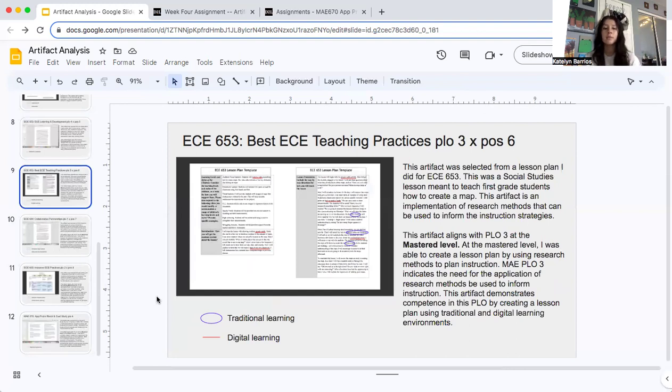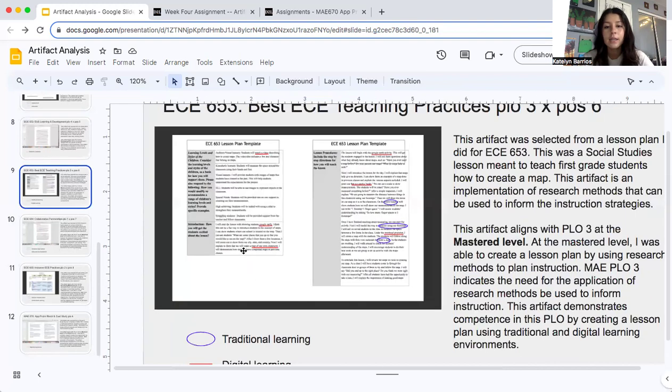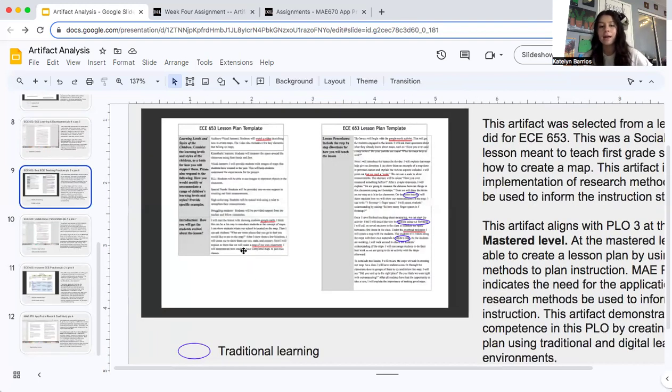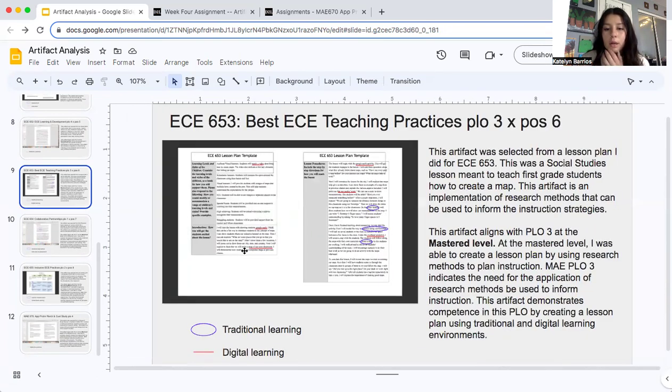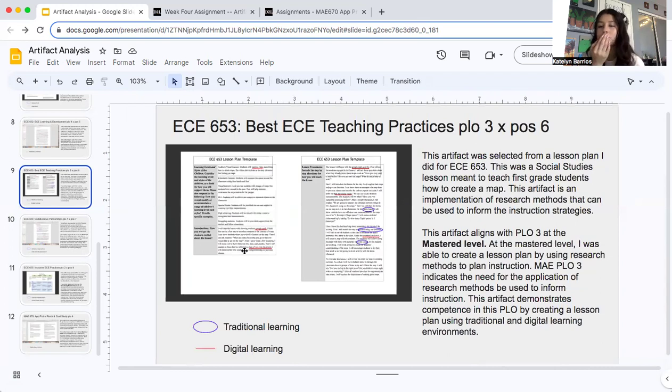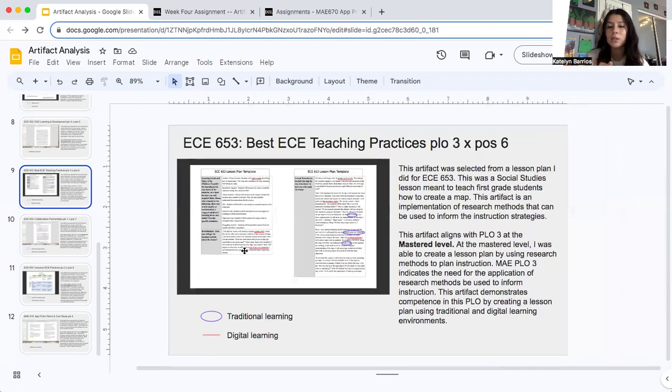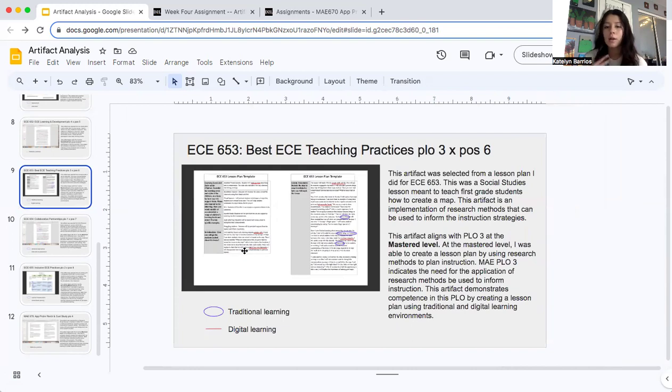So this artifact was selected from ECE 653, Best ECE Teaching Practices, and I aligned this with PLO 3 at the master level. So in blue, I highlighted some traditional learning, and underlined in red, I have digital learning that I use. So this was a first grade social studies lesson. So for digital, I used an introduction video and Google Earth, as a way to allow students to interact with it. And for traditional learning, I used the whiteboard. I used measures with walking around the classroom. They work collaboratively with one another.